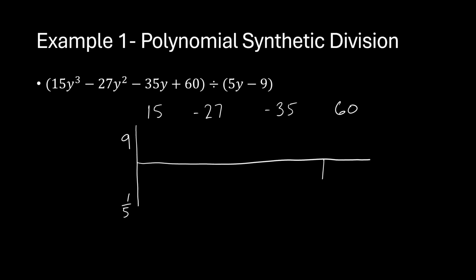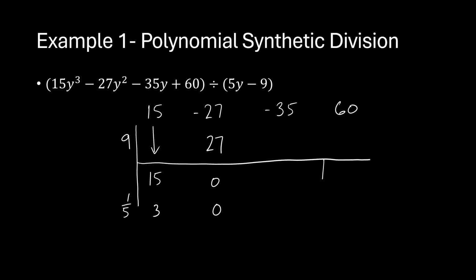All right, with synthetic division, the first thing that you do is just drop down that leading coefficient, which is 15, drop that down, and then multiply 15 over 5, which is the same as 3. Next, you're going to put it in the next column. 9 times 3 is 27, always in the next column, and then add. Negative 27 plus 27 is 0. That's really convenient because 0 over 5 is just 0.